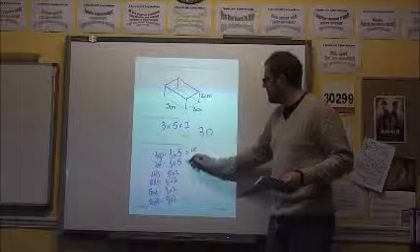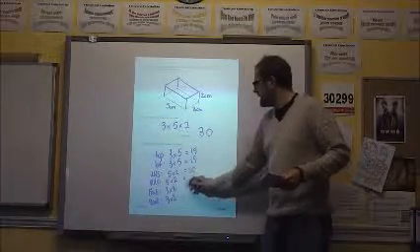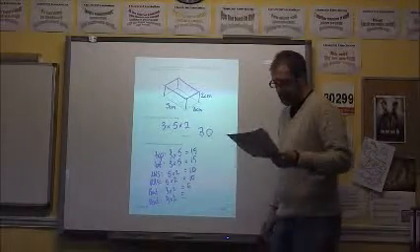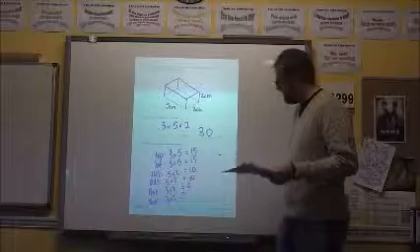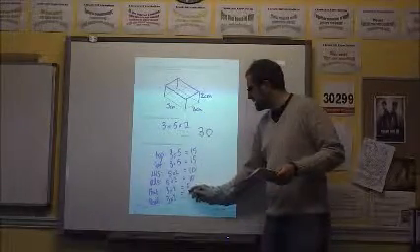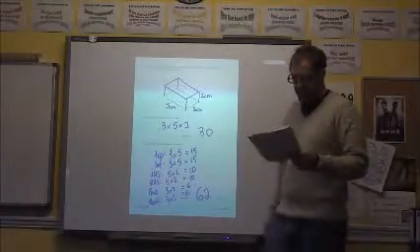So in total, we've got 15, plus 15 is 30, plus 10 is 50, plus 6 is 56, and another 6 makes 62 centimetres squared.